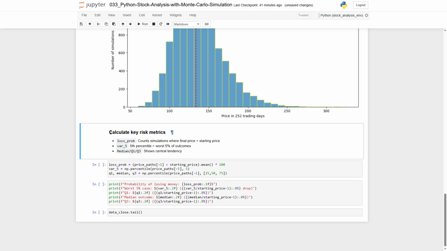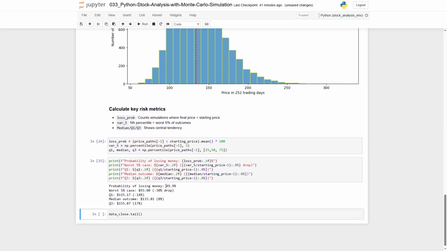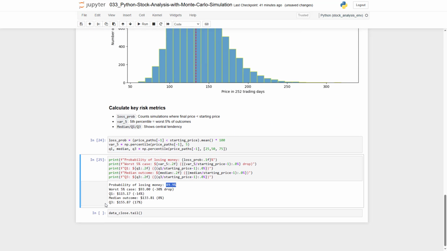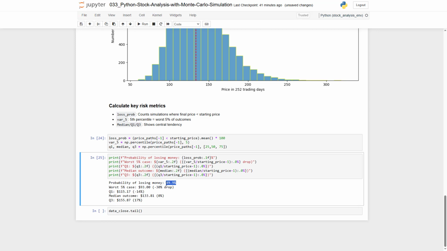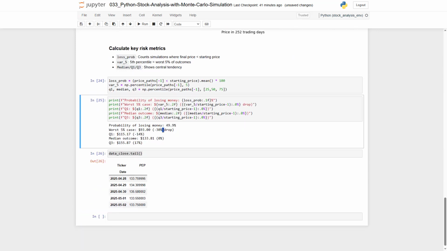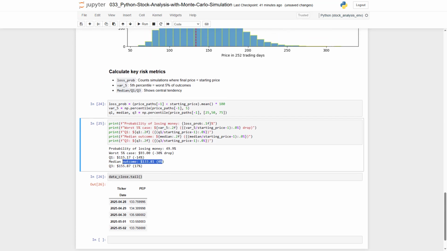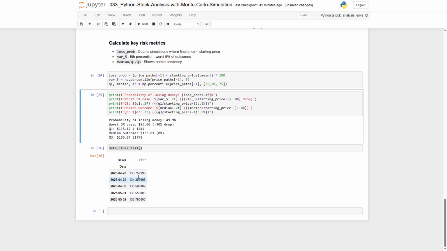I'm curious. Okay, price bin, I'm going to remove how it looks. I have put some data here about calculating the risk metrics, and let's see the loss probability. Probability of losing money 49.9. Wow, it's not bad, definitely not bad. Not very good as well. Worst 5% of the case, we have 30% drop. Then for Q1 we have minus 14%. For median, as I said, this 49.9 is about 0%. And for Q3 we have 70% increase, which is quite okay, I would say.